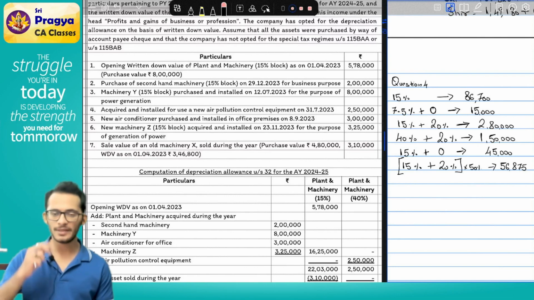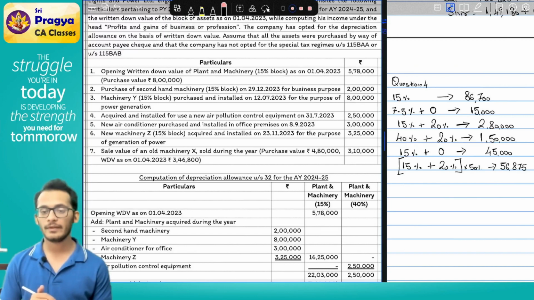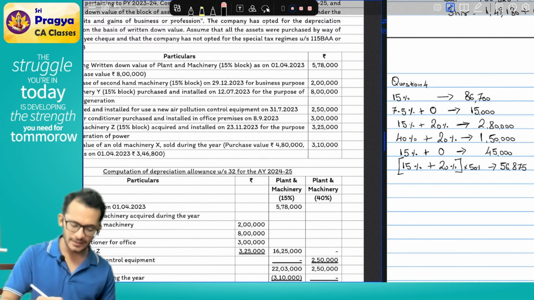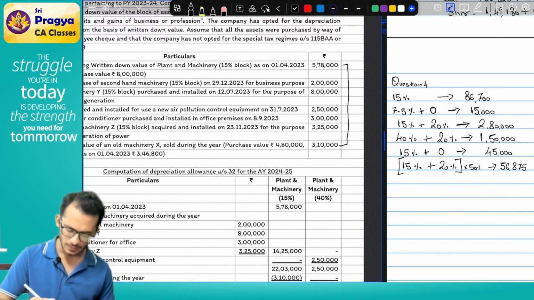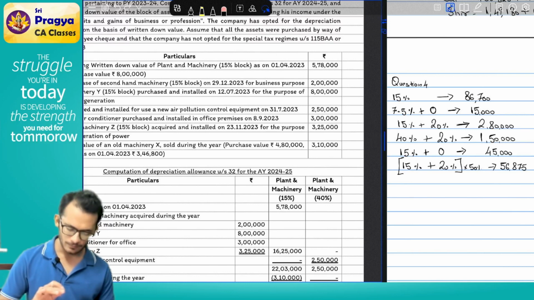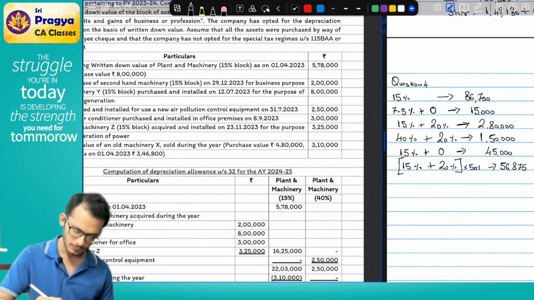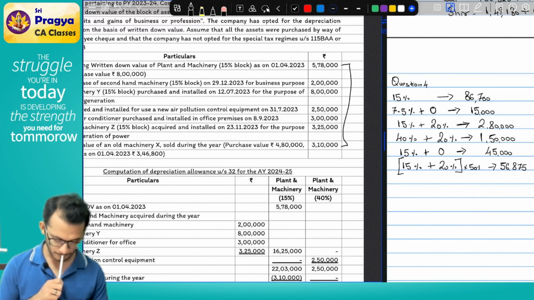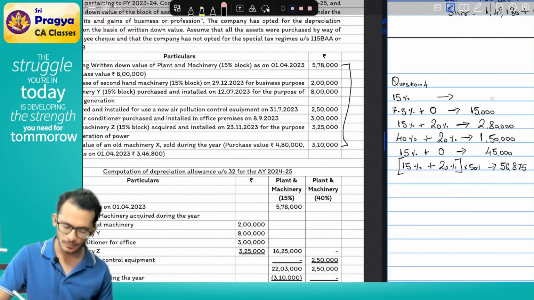Now I told you sale value should be reduced on a FIFO basis. So the 5,78,000 which you have on top is now no more 5,78,000. It is 5,78,000 minus 3,10,000. What is 5,78,000 minus 3,10,000? 2,68,000. Correct?